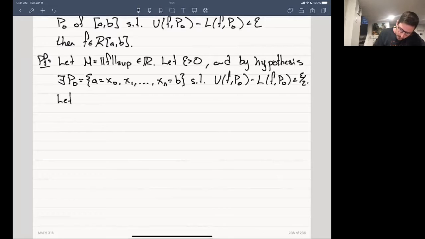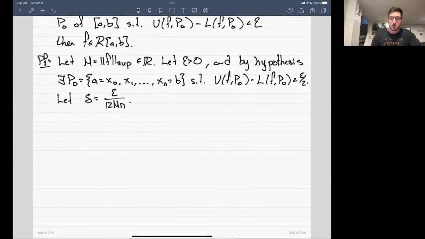Okay, what I'm going to do is I'm going to say let delta equal epsilon over 12Mn. Now, n is the number of elements in my partition. M is my supremum or my sup norm of my function because it's bounded. And in this case, 12, we're going to see where this comes from. So there's going to be a lot of triangle inequalities that are going to come through here, okay?